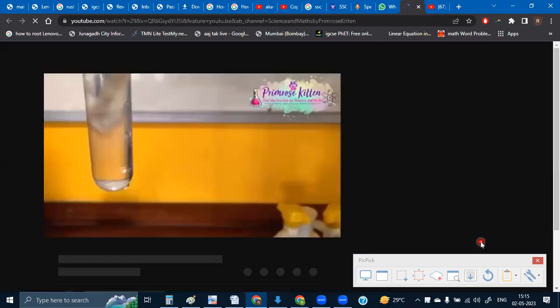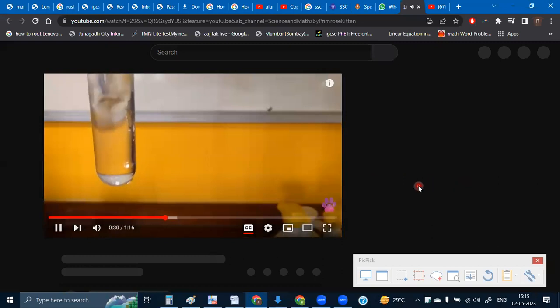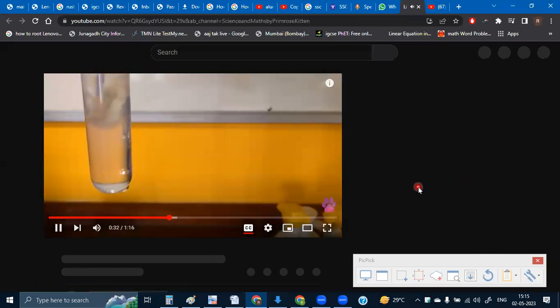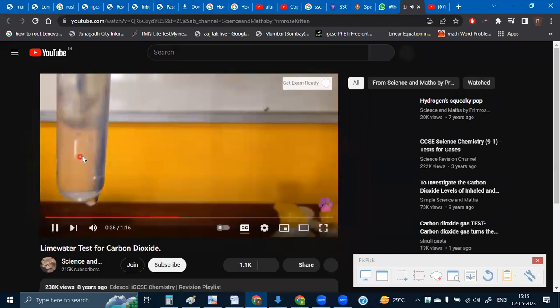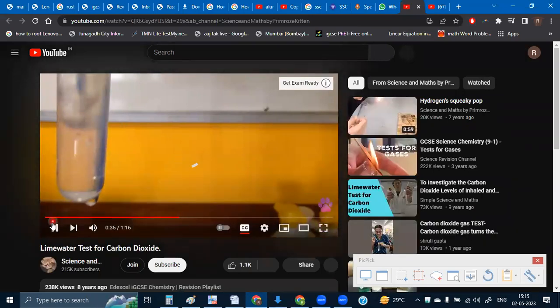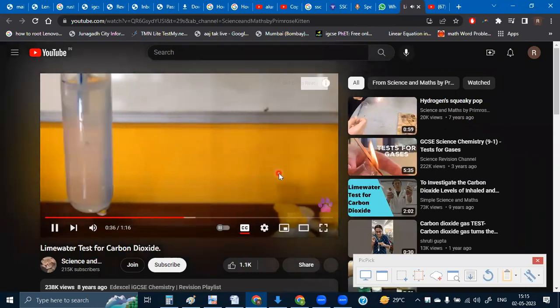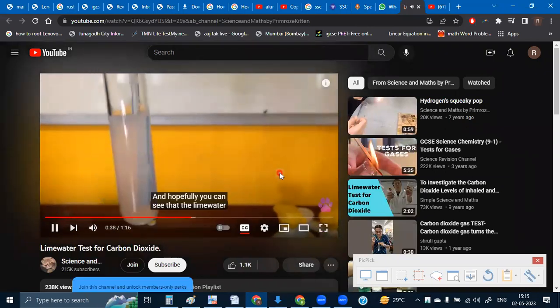This is the lime water test. Calcium hydroxide is taken. Carbon dioxide is passed through lime water. You see the appearance in the test tube. It is going to become cloudy, or hopefully milky. You can see that the lime water is turning milky.